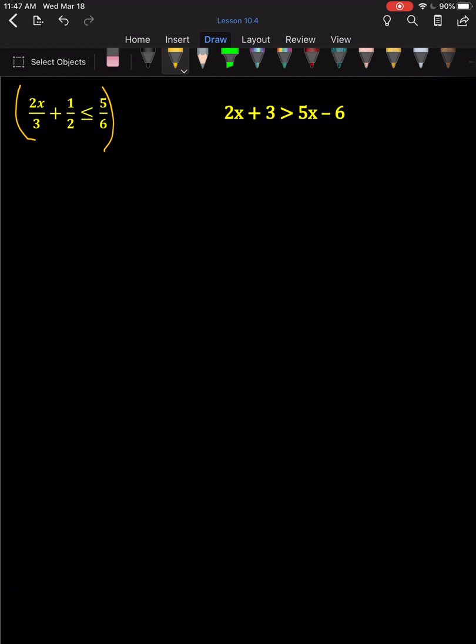Multiply everything by the least common denominator. The least common denominator is 6. 6 divided by 3 is 2. 2 times 2x is 4x. 6 divided by 2 is 3. 3 times 1 is 3. And that stays less than or equal to. 6 divided by 6 is 1. 1 times 5 is 5.